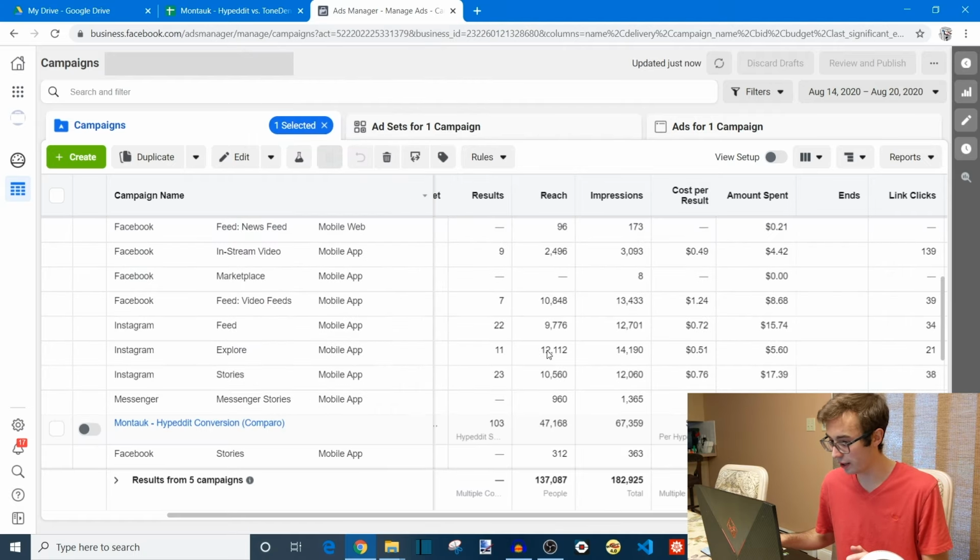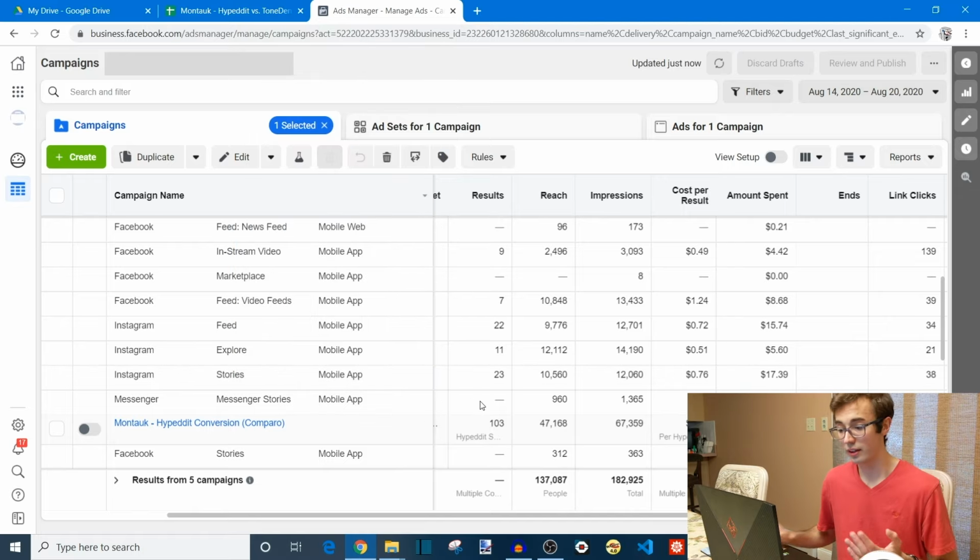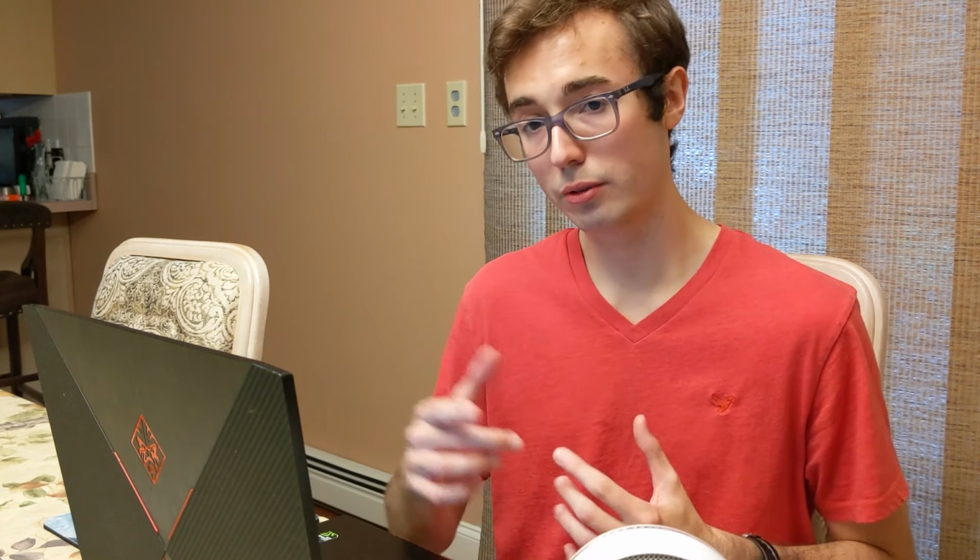Surprising. And let's compare that to something like Instagram Stories, for example, which looks a lot better, or even Instagram Feed. So that's 23 results coming out of 38 link clicks, and that's a much more palatable 61% click-through rate, right? That's a lot better. So what that tells me is that the placement that you choose on Facebook and Instagram has a huge impact on the click-through rate, right?